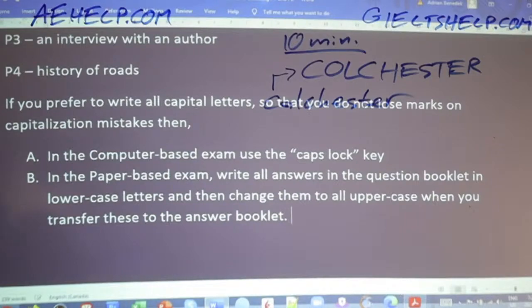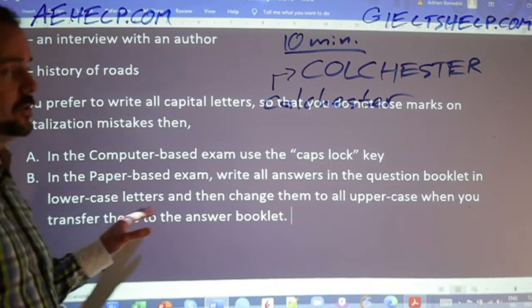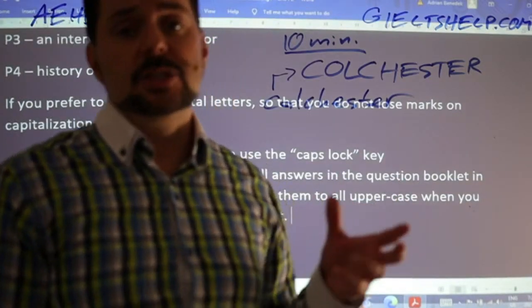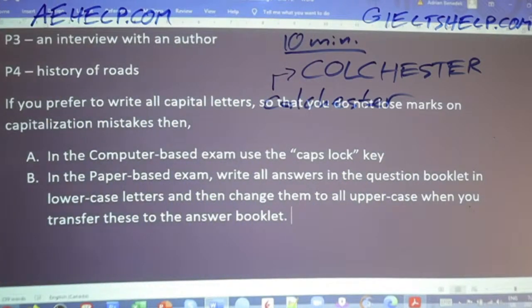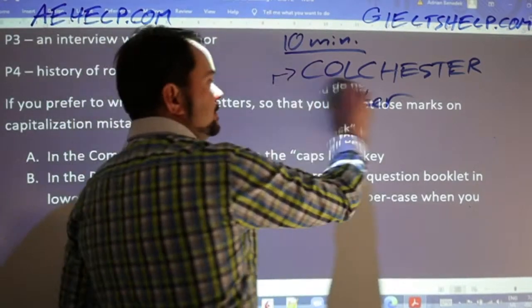The reason being is that it's much faster to write lowercase. Writing all uppercase is usually slower, bigger letters, more lines. So that will really save time and energy, and it'll be efficient.